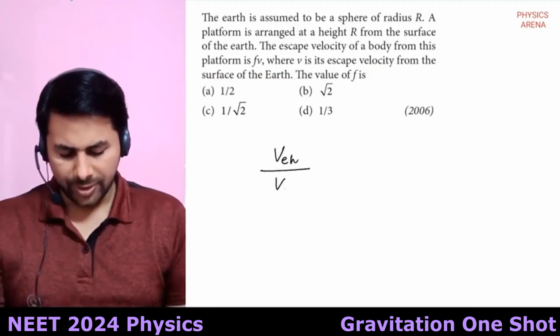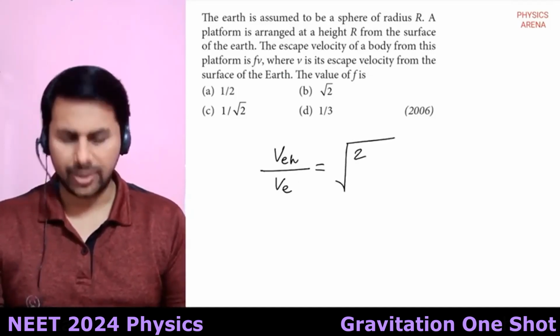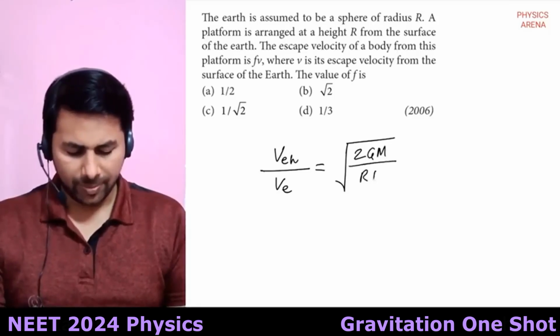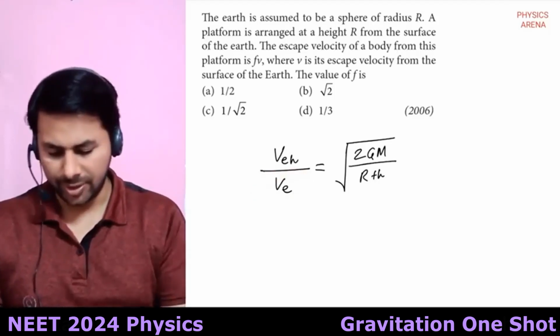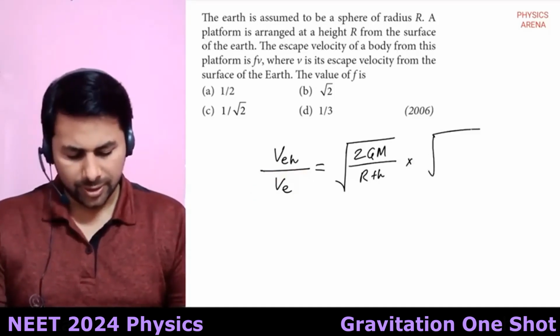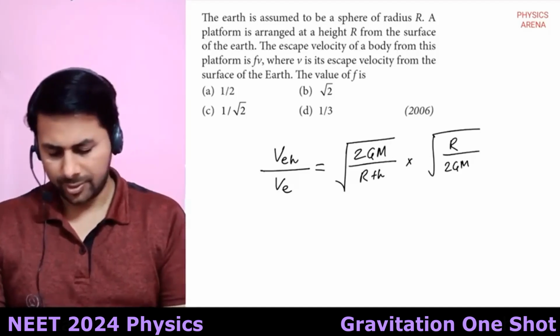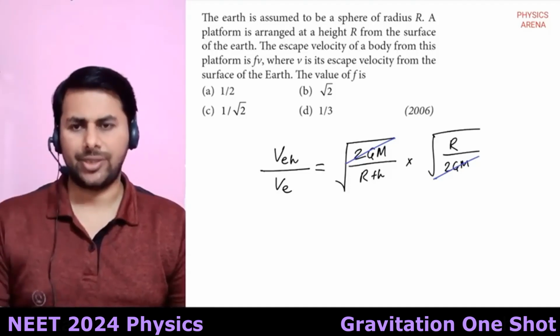with respect to escape velocity on Earth, it will be square root of 2GM upon R plus h, and I want to divide by the Earth surface value, so it is multiplied by its reciprocal, R divided by 2GM. So this thing will get cancelled out, so it is just R upon R plus h.